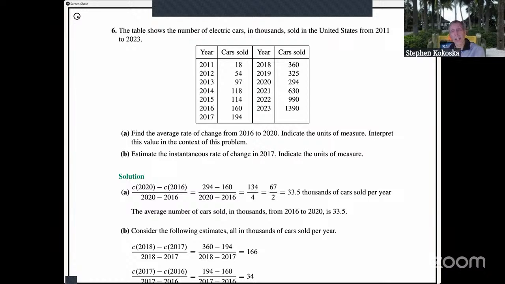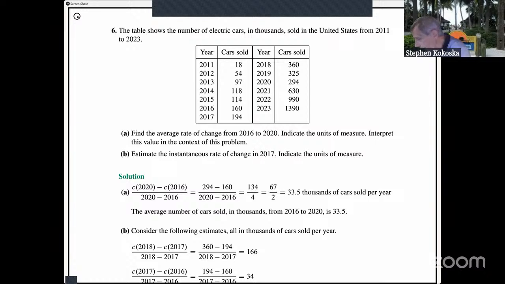So indeed, Tom, this is very similar to a lot of AP FRQ questions. So find the average rate of change from 2016 to 2020, and we want to look at the units of measure. And we want to interpret this value, if we can, in the context of the problem. And then in B, we want to estimate the instantaneous rate of change in 2017 and think about the units of measure. Well, okay. How do we solve part A?